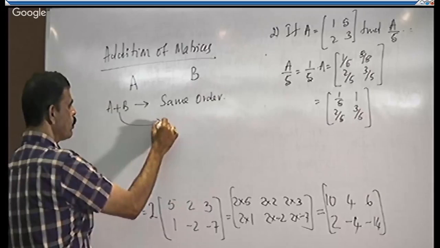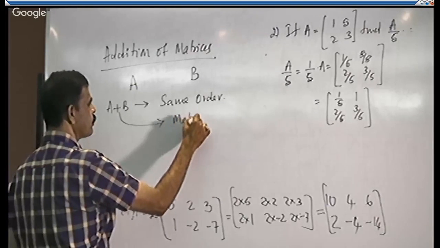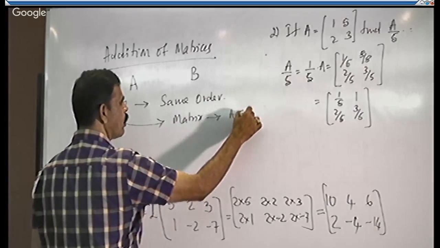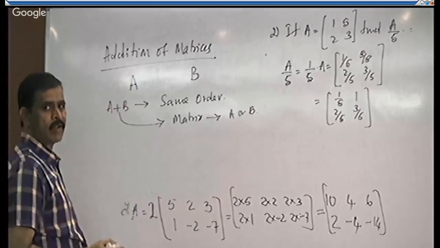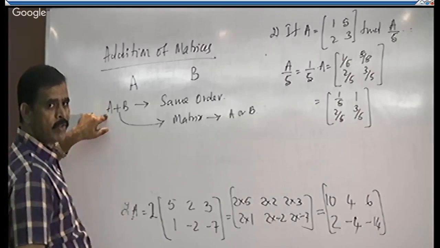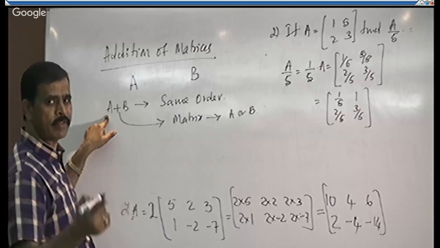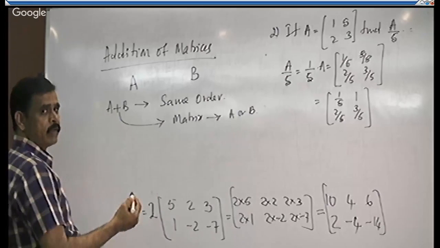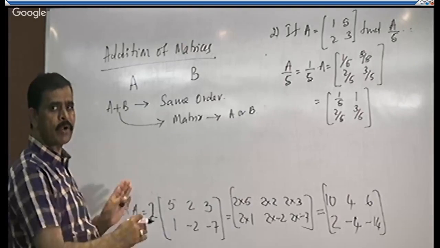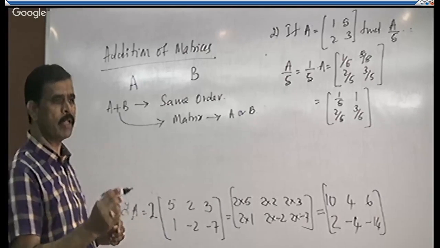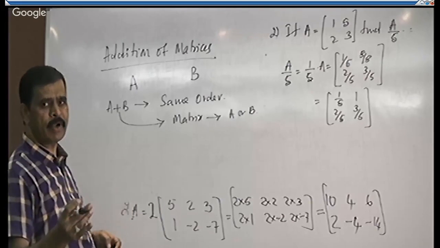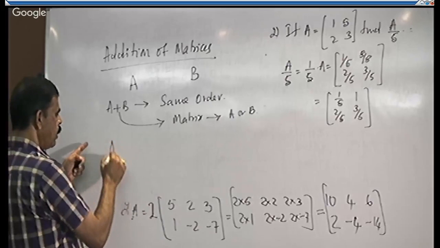After addition, what will you get? You will get another matrix. Its order is always equal to the order of A or the order of B, because the order of A and B are one and the same, right? To add the two matrices, their order should be the same. How to add it? Addition is taking place between the corresponding elements of A and B. What is the meaning of corresponding elements? It is positional correspondence.